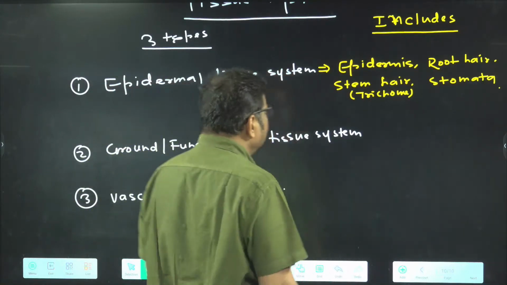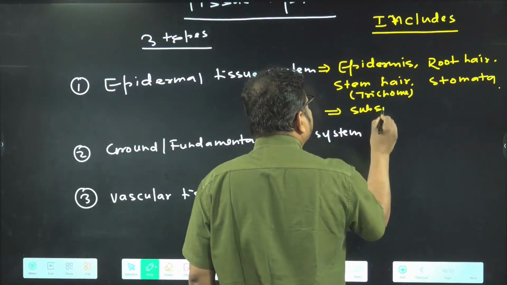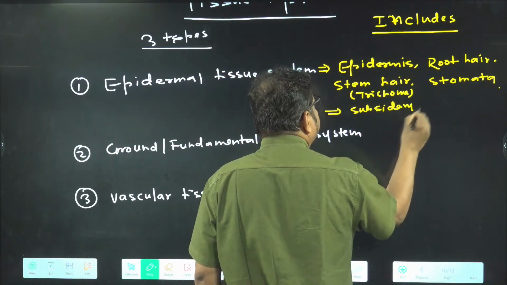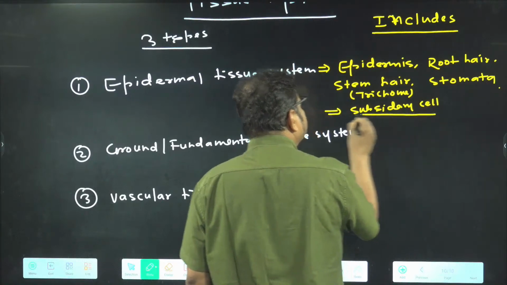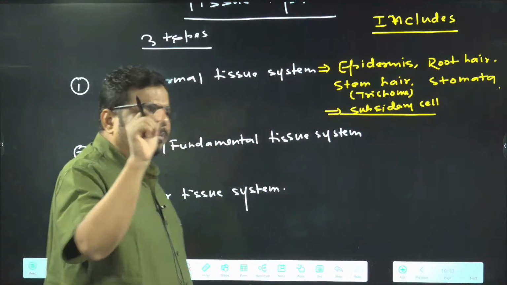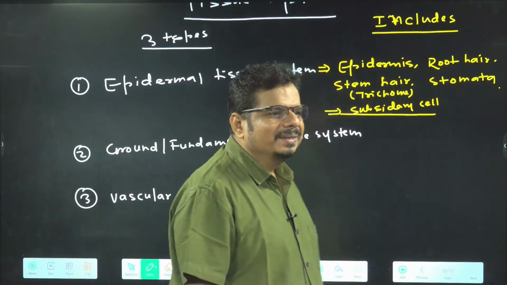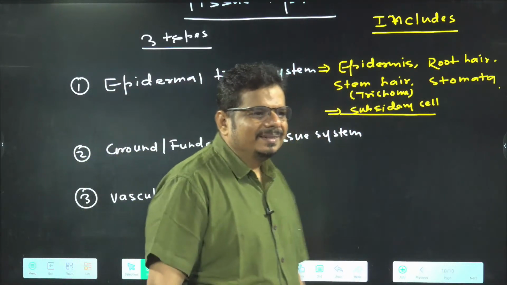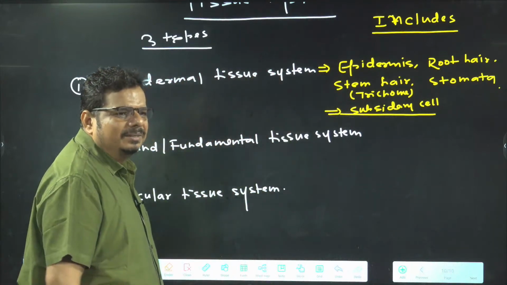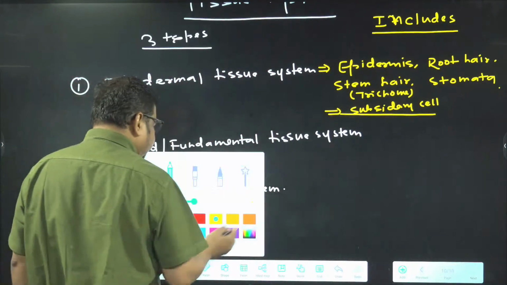And you don't confuse. I am also writing subsidiary cell. Subsidiary cell is also epidermal cell. So many times people will confuse you about how many are the members of epidermal tissue system. So subsidiary cell also coming in which one? Epidermal layer. Getting the idea clear in the mind? Is it all right? Now, ground tissue system.